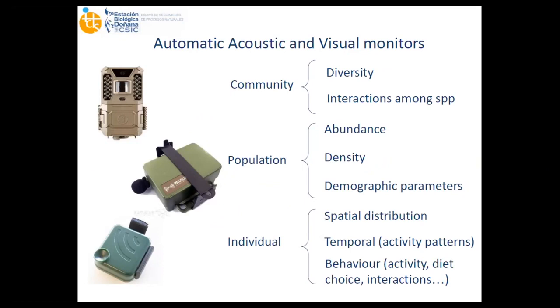Now, acoustic and visual monitors, well, you can measure a range of variables from the individual to the population to the community level. Those are the most common. They are very often used to do diversity surveys to see which species are in the points where you deploy them, or to look at interactions among species, one species avoiding another, for example. You can obtain population parameters. The most straightforward is abundance.